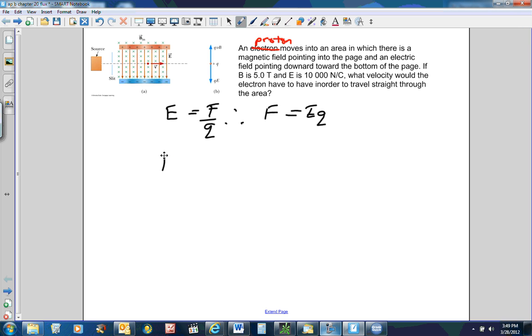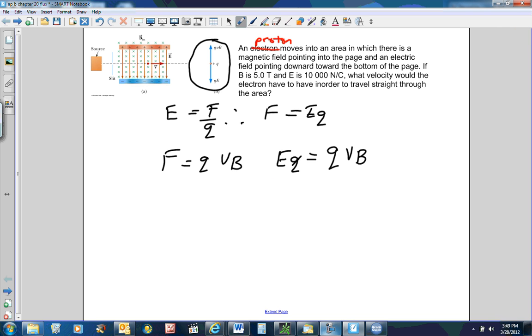And then we know that the magnetic force is QVB. Well, if those forces are equal and opposite, like this right here shows, for it to make it through, they've got to be equal and opposite. Then I can just set EQ equal to QVB.